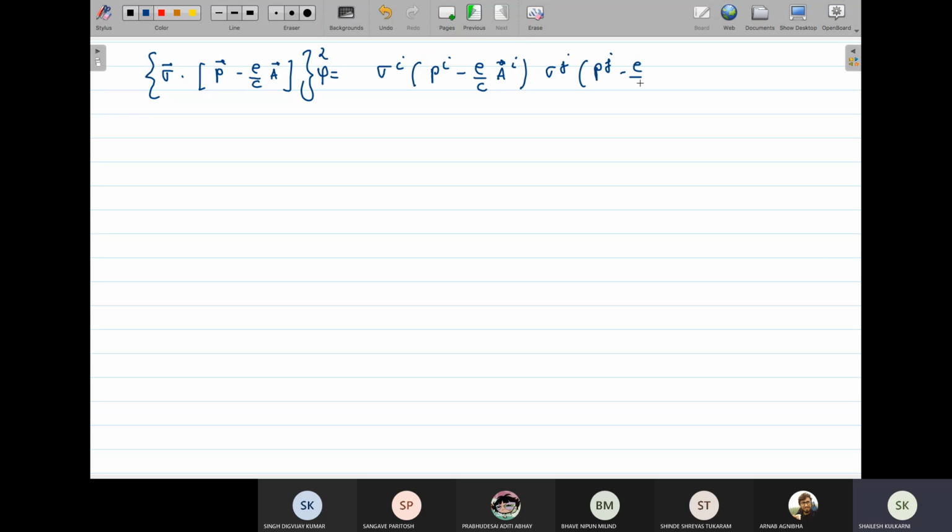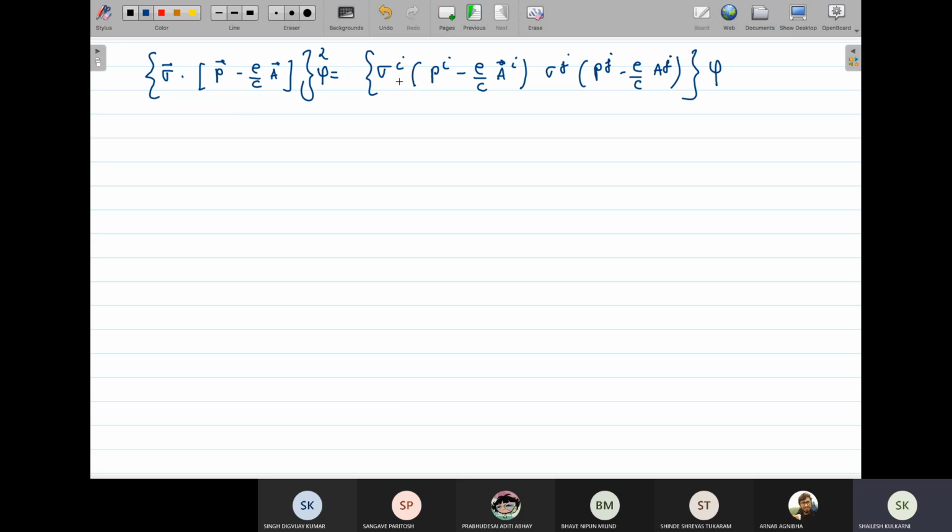Sigma dot (P minus e/c A), its square, is equal to sigma i (pi minus e/c A_i), and note that this is acting on phi, then sigma j (P_j minus e/c A_j), summation over i, summation over j, acting on phi. Okay, let us see what it gives.